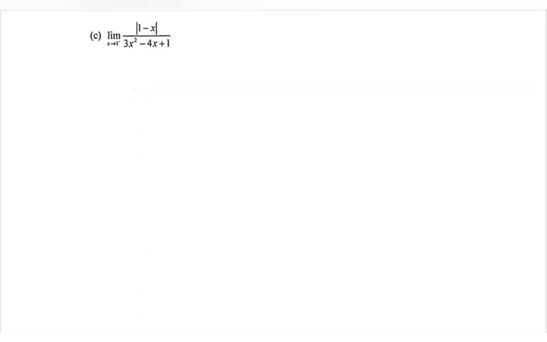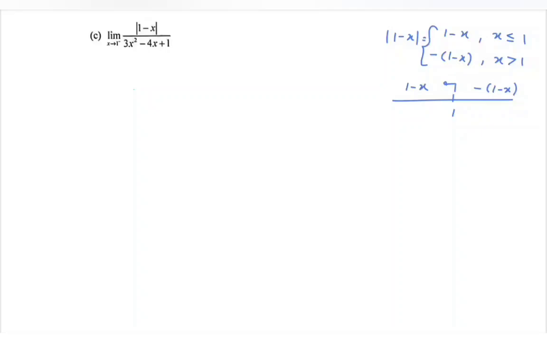Kindly refer to part C: limit as x approaches 1 from the left. For the function, we have the modulus of 1 minus x over 3x squared minus 4x plus 1. First of all, define the modulus. We have modulus 1 minus x. Based on the definition, it is 1 minus x for x less than or equal to 1, and negative (1 minus x) for x greater than 1. So in here we have a number line. For the left hand side we have 1 minus x, including the 1 as well. For the right hand side, x greater than 1, we have negative (1 minus x). So that is the definition.